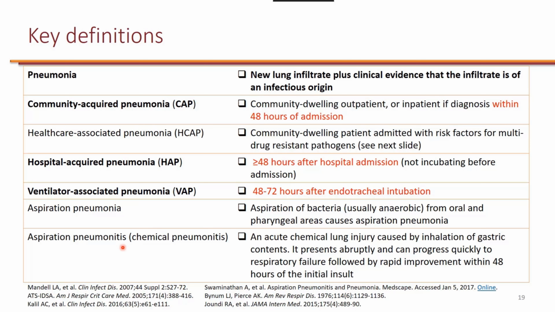Another thing that can happen due to aspiration is a sterile aspiration. So it could be just gastric content without flora. And it can still cause some inflammation and reaction in the lungs. And we definitely call this aspiration pneumonitis rather than pneumonia. And some people call it chemical pneumonitis to make it clear that it is not due to an organism. So aspiration pneumonitis or chemical pneumonitis should not be treated with antibiotics.